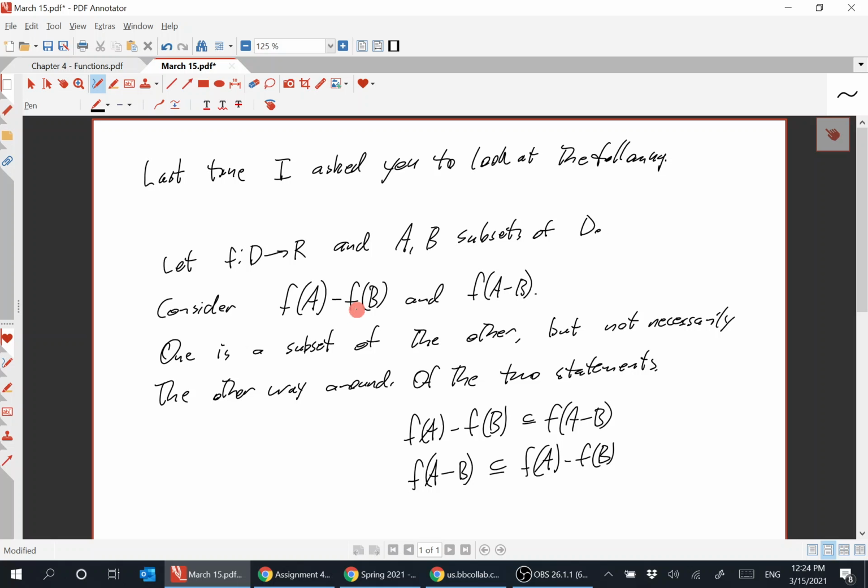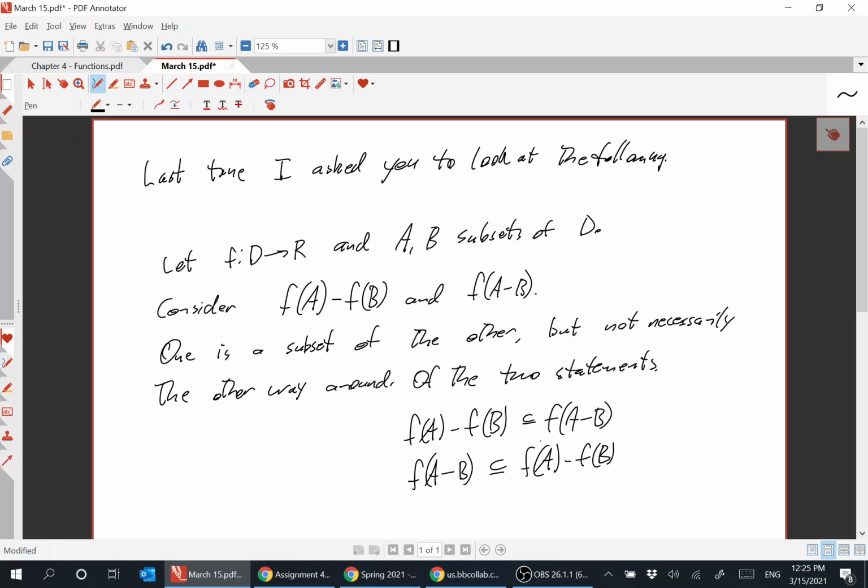So we're looking at f of A minus f of B, the image of A minus the image of B, and the image of A minus B. One is a subset of the other, but not necessarily the other way around. Either the image of A minus image of B is a subset of the image of A minus B, or the image of A minus B is a subset of the image of A minus image of B. One of these is true and one is false. So we want to take the statement that's true and prove it, and take the statement that's false and give a counterexample.